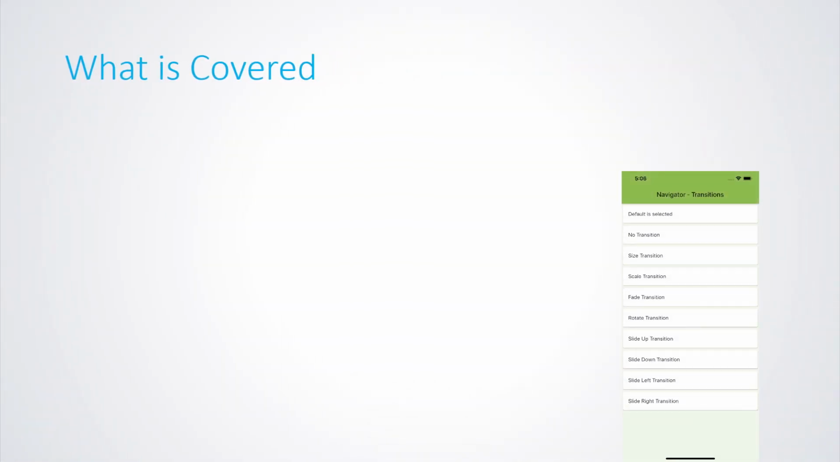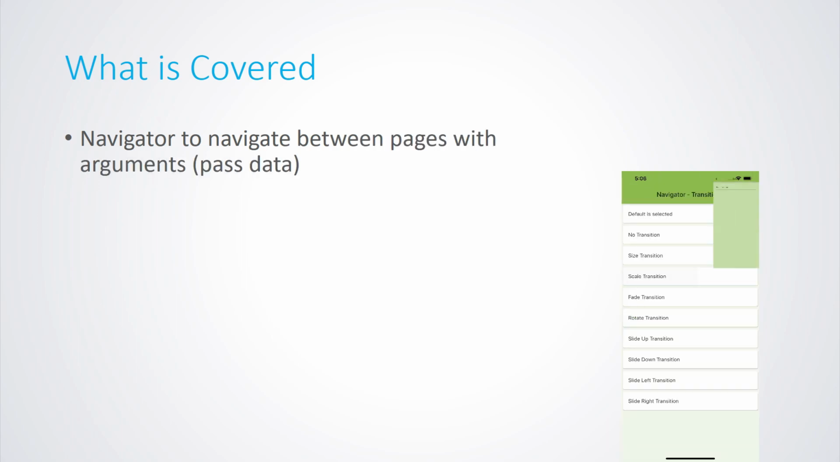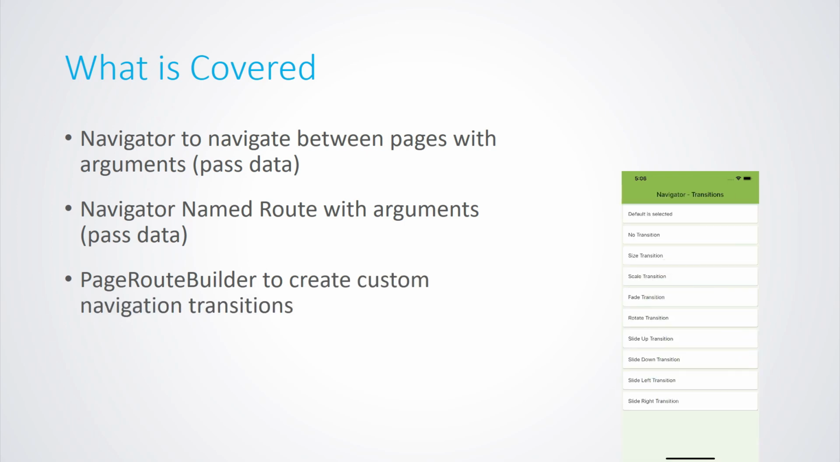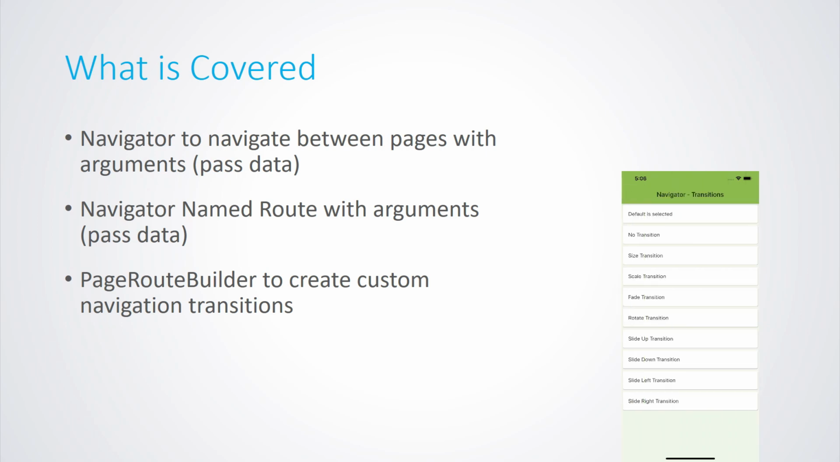In this video, you're going to take a look at how to use the Navigator to navigate between pages with arguments, passing data, how to use the Navigator Named Route with arguments, and how to use the PageRouteBuilder to create custom navigation transitions. Now, navigation is a major component in a mobile application, and good navigation creates a great user experience by making it easy to access information.